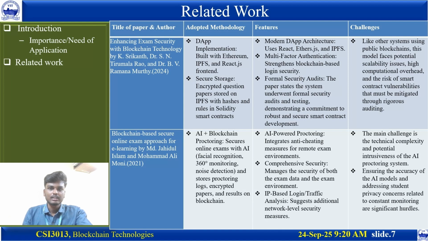Instead of directly logging in, the faculty or student has to provide a second layer of security like using OTPs. The next feature is formal security audits. The paper states the system underwent formal security audits and testing, demonstrating a commitment to robust and secure smart contract development. That is, this system hired professional code reviewers to identify the security flaws and vulnerabilities in the smart contracts, which demonstrates a commitment to robust and secure smart contracts.